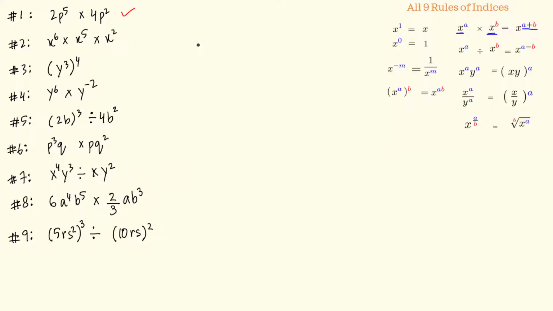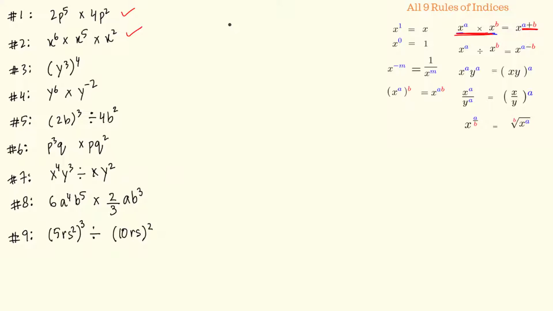Let's look at the next question. Over here I have x to the 6 times x to the 5 times x square. These three terms that are getting multiplied have the same base. So I can again use this rule of indices. When the terms that are getting multiplied have the same base and there's a multiplication sign in between, then the powers get added. So I'm going to take the base common, which is x, and I'm going to add the powers. So 6 plus 5 plus 2. 6 plus 5 plus 2 is 13. So my answer is x to the 13. This is my answer.